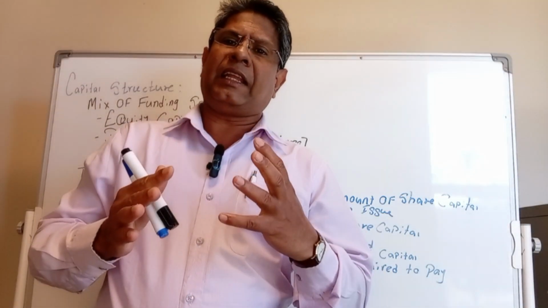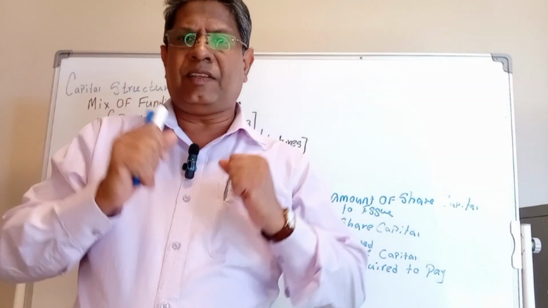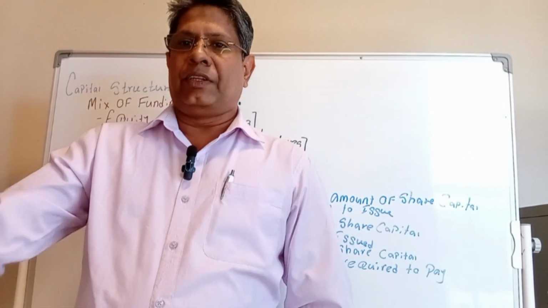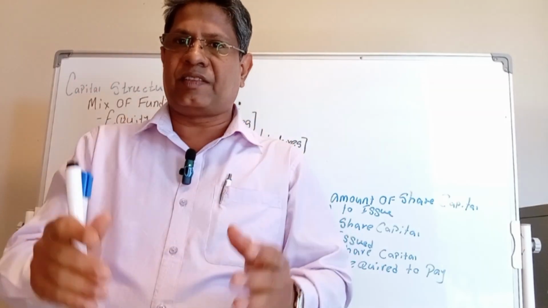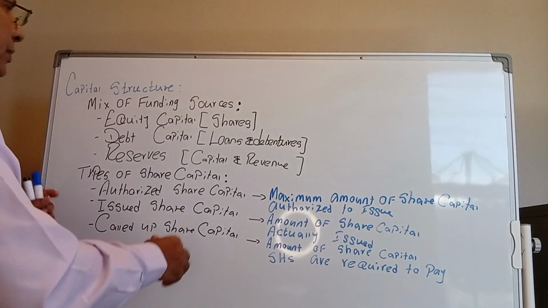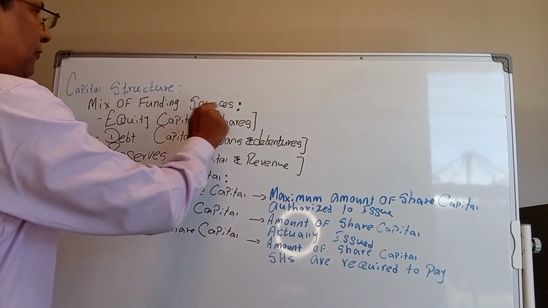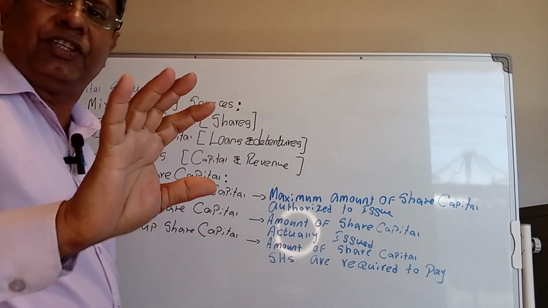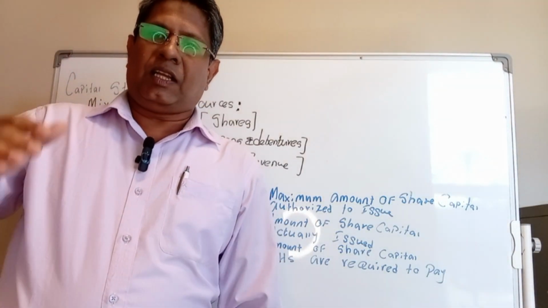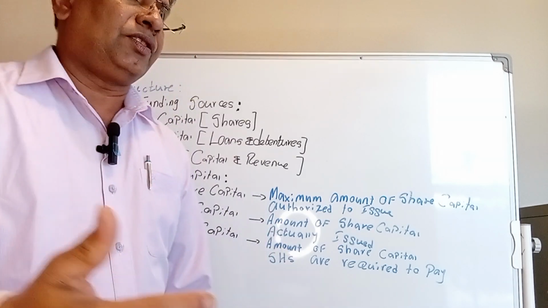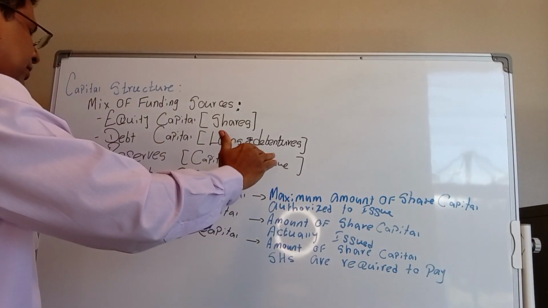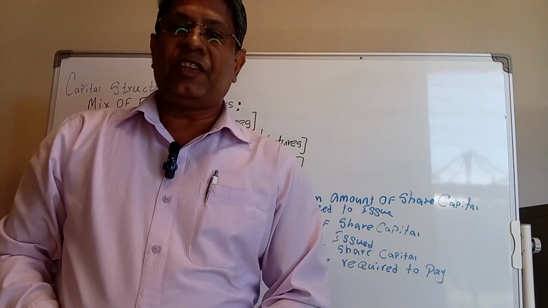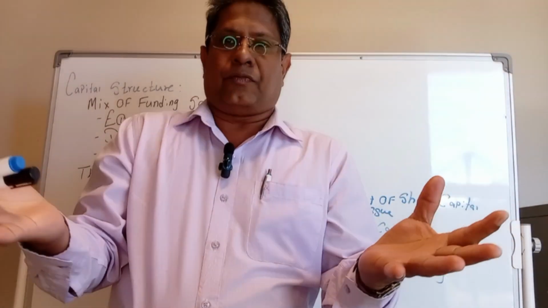And then the third thing that a capital structure can have is reserves. There can be capital reserves, there can be revenue reserves. So for your understanding, how is the capital structure of a company made up? It's going to be a mix of funding sources. It's not only shares. It can be shares, loans, debentures, capital reserves, revenue reserves. So it's a mixture of these sorts of funding sources. That's how the capital structure of a company is made up.